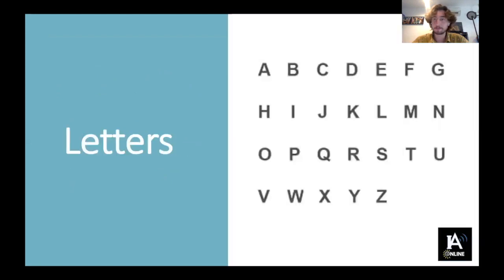So here's some specific American pronunciations. Let's move me out of the way. Okay. And so let's start off with the letters. So how we would say them: A, B, C, D, E, F, G, H, I, J, K, L, M, N, O, P, Q, R, S, T, U, V, W, X, Y, and Z.